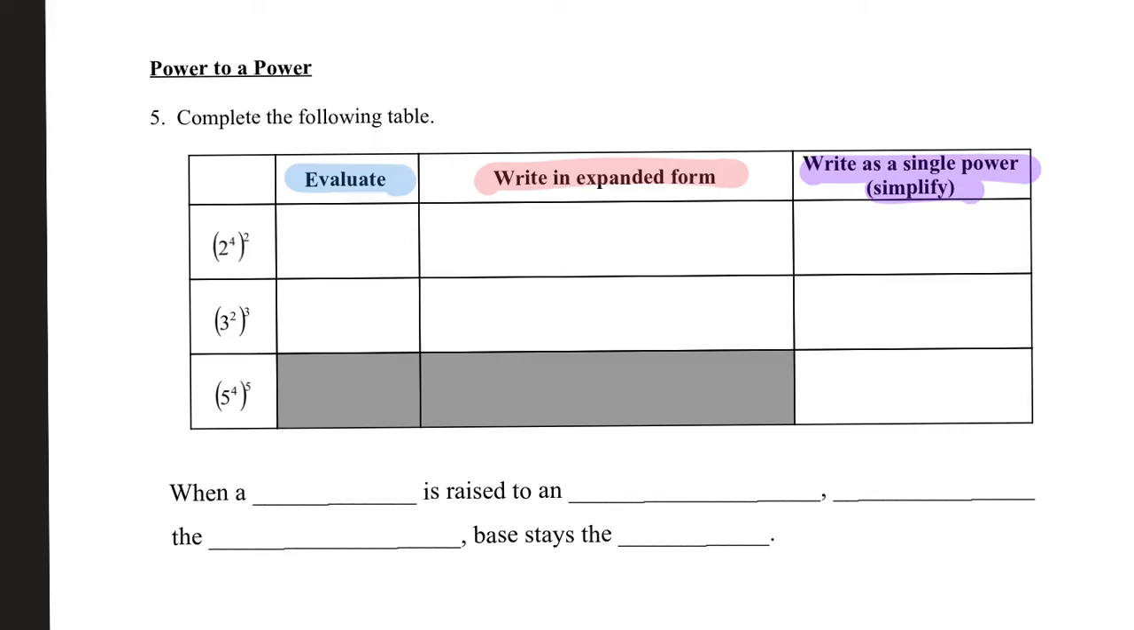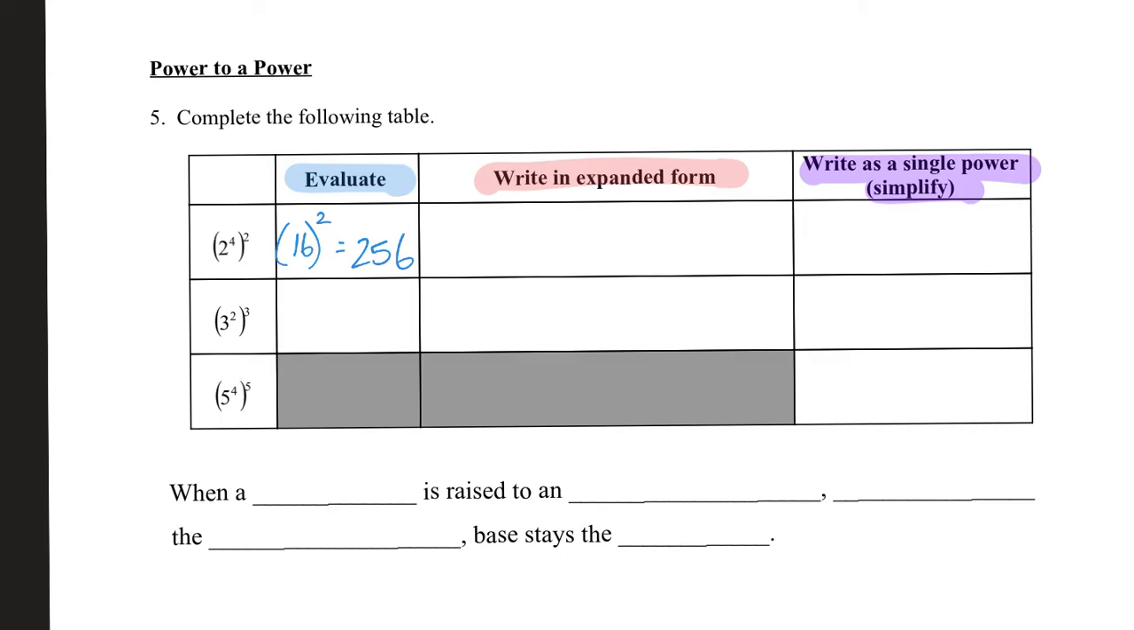Okay, so we're back. On that first row in that first column, we have to evaluate 2 to the 4th all squared. So that means that I'm going to calculate that. Oops. 2 to the 4th is 16, so I need to calculate 16 squared. And maybe we remember what 16 squared is, or maybe we calculated that. We should get to 256.